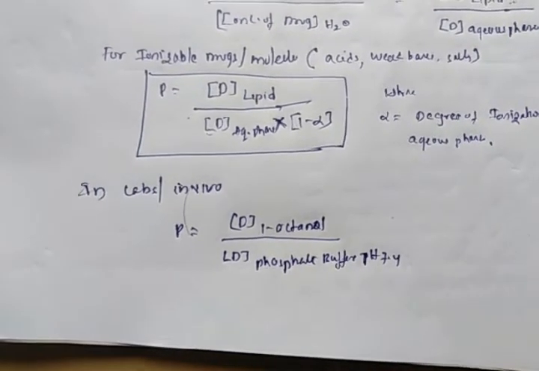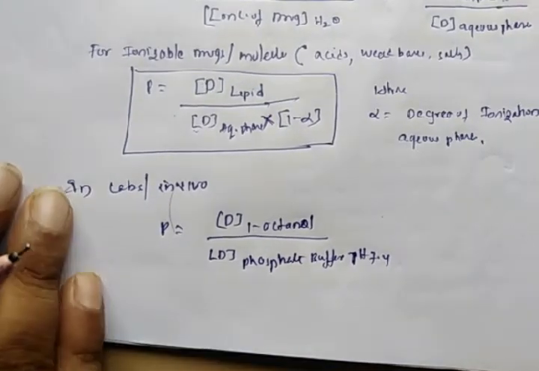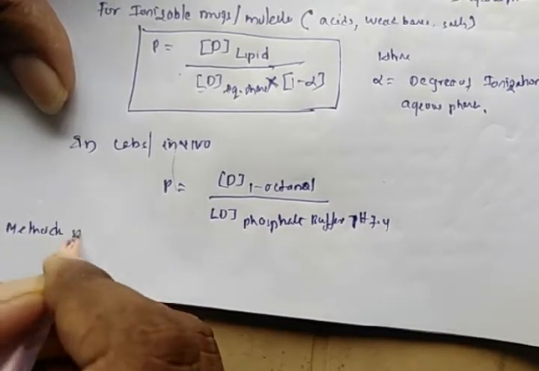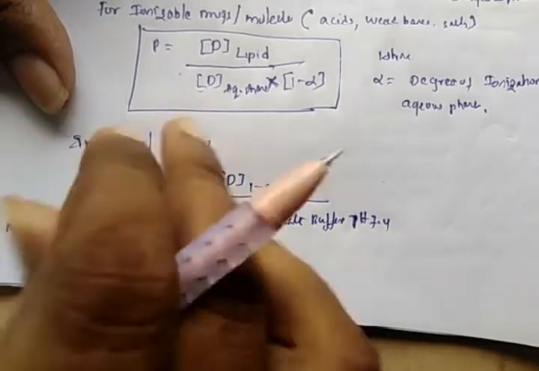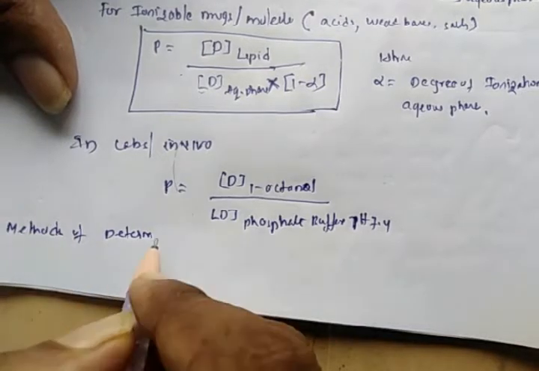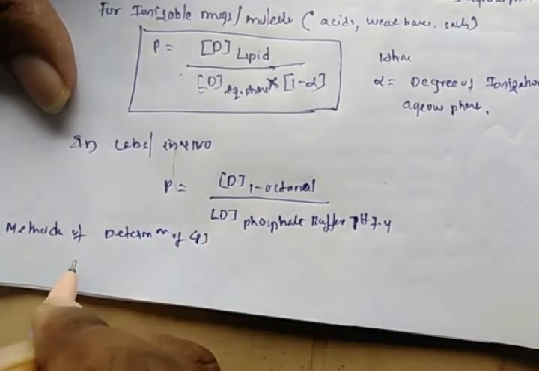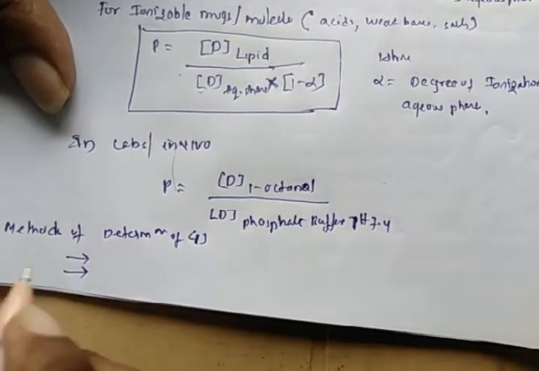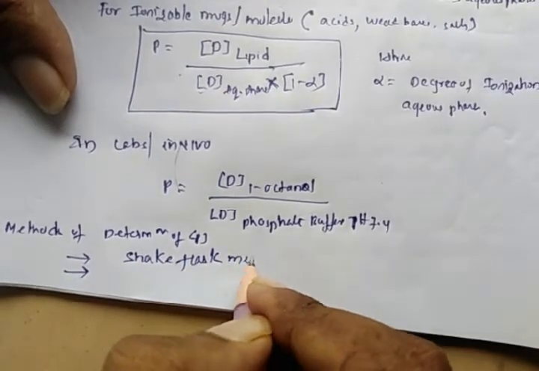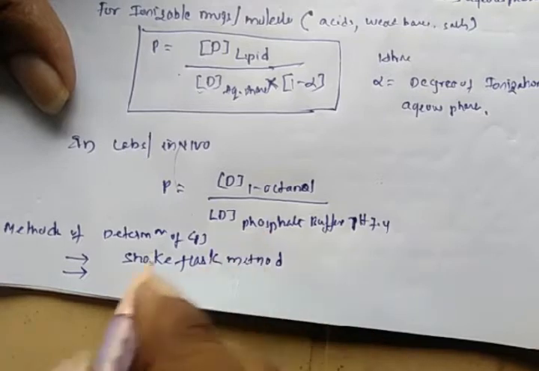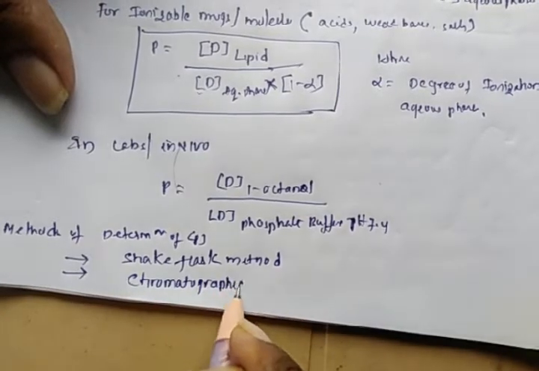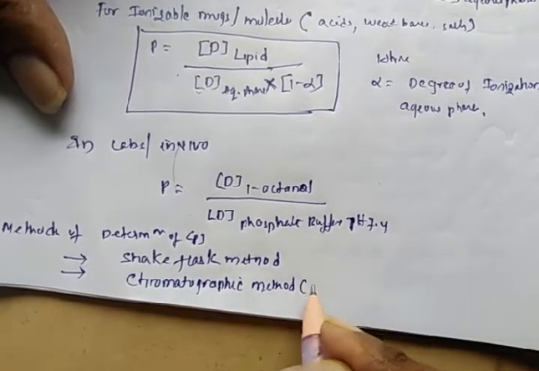Coming to the other methods of determination, this is the simplest method we use in the laboratory. The accurate methods for the determination of partition coefficient are two: one is the shake flask method and the second is chromatographic methods, like HPLC.